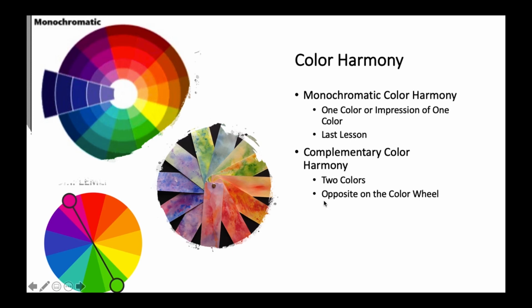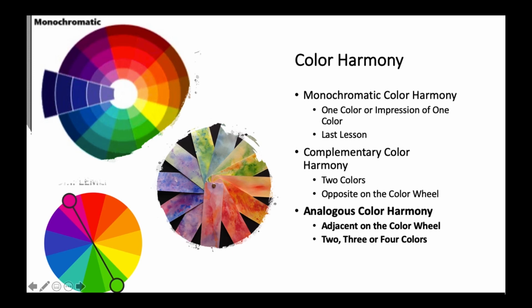Another one that we're going to have you apply in the last lesson is analogous color harmony. So this one was monochromatic harmony. Mono means one, chrome means color. So monochromatic color harmony is this one here, where you're just using one color or impression of one color throughout. Analogous color harmony means adjacent on the color wheel. So this is a series of bookmarks that I made that have all the different analogous color combinations in 2s or 3s. So you can use 2 colors, 3 colors, or 4 colors of color harmony, but you want them to be adjacent on the color wheel.